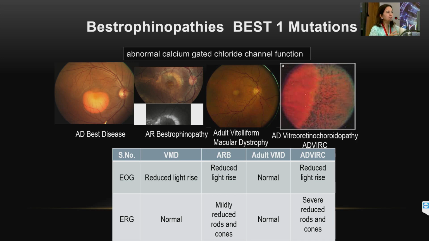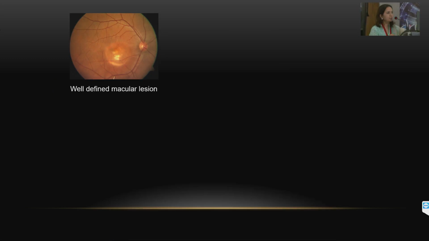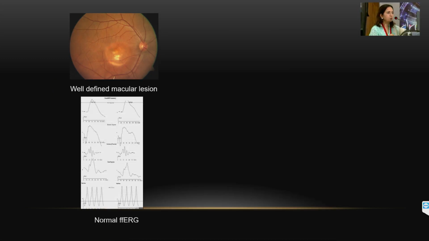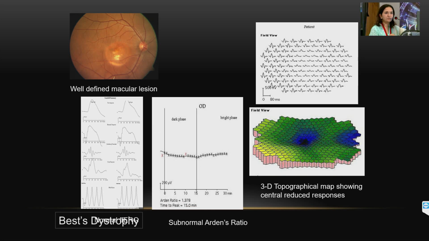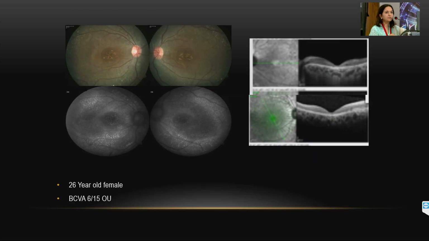Taking you to this spectrum of BEST1 mutations, which is not often discussed. So you can have a well-defined macular lesion, and if you don't know what it is, you suspect it's a bilaterally symmetrical disease. You do an ERG, which is normal. Multifocal is slightly subnormal in the center, and you see EOG, which is markedly down. You know it is vitelliform disease.